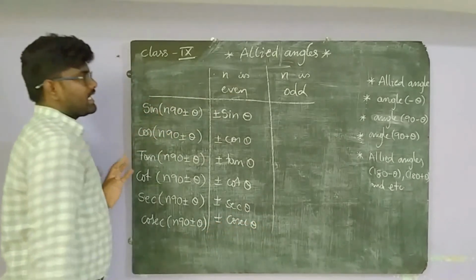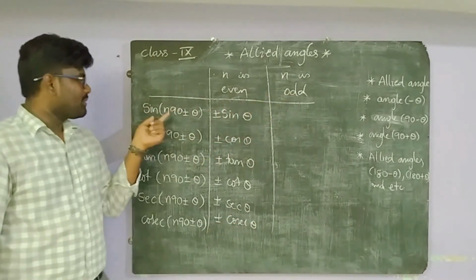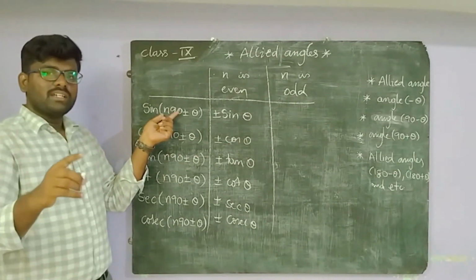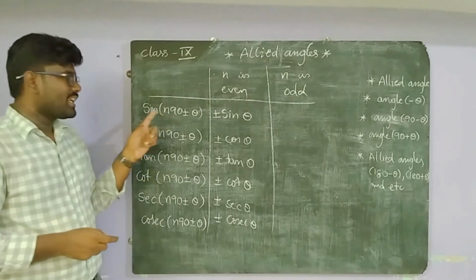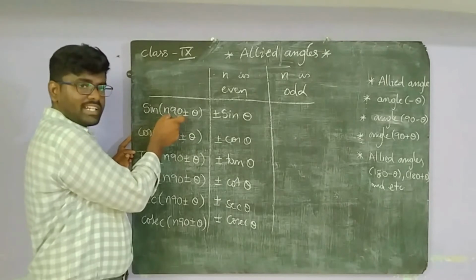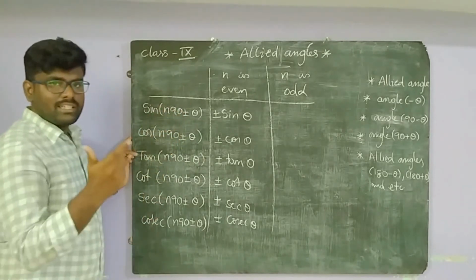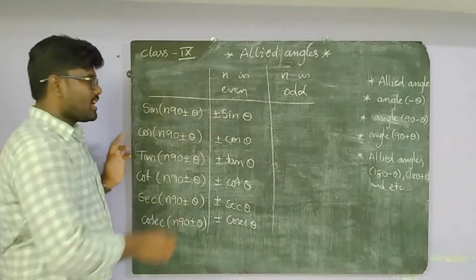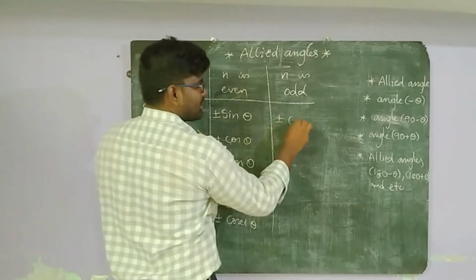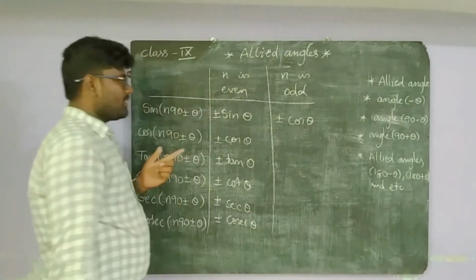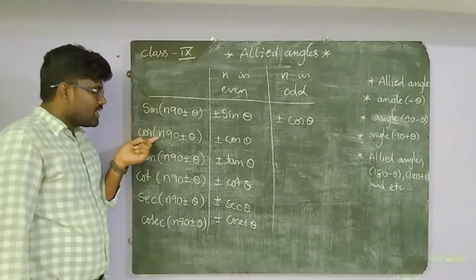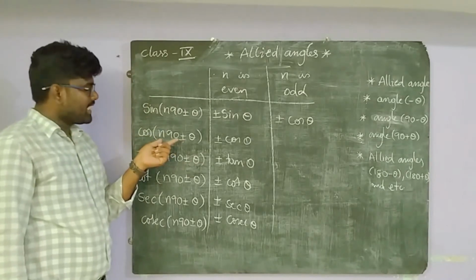In the same way, when n is odd, that means an odd multiple of 90. What is an odd multiple of 90? 90 minus theta. Whenever we write 90 minus theta, 90 can be written as 1 into 90 minus theta. That is an odd multiple of 90. Sin 90 minus theta, what do we get? Cos theta. The trigonometric function changes. How does it change? Sin changes to cos, that means cos theta. Why plus or minus? That depends upon the quadrant. The same way, here also cos of n into 90.